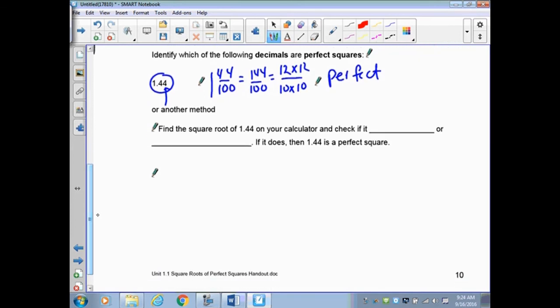Well, there's another way of doing it, and that is just to take your calculator and find the square root. Okay? So you want to find out if the square root terminates or if it repeats. So the square root of 1.44 on your calculator will give you 1.2. 1.2 terminates.